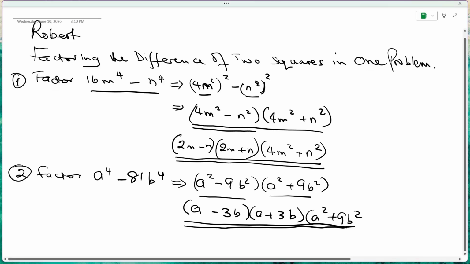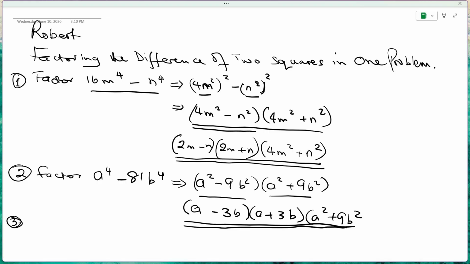Okay, and then lastly, I wanted us to try this third example. It says factor 81 minus x to the power 4. This can again be broken into, say, 3 squared minus x squared into 3 squared plus x to the power 2.